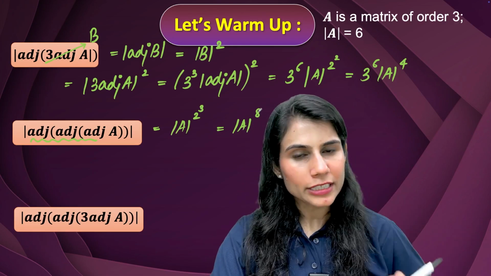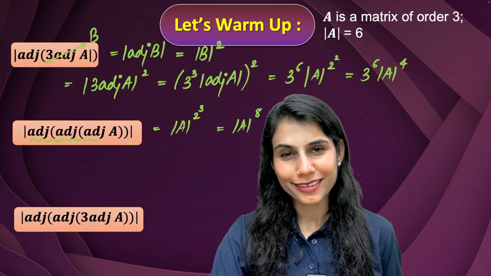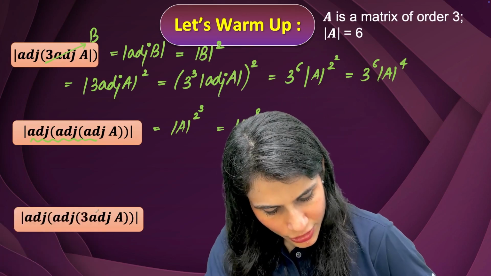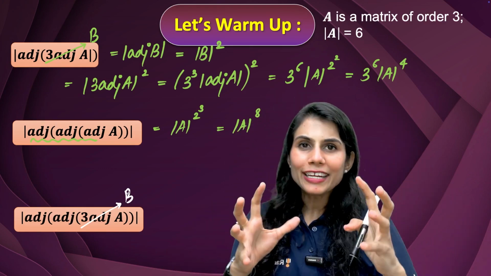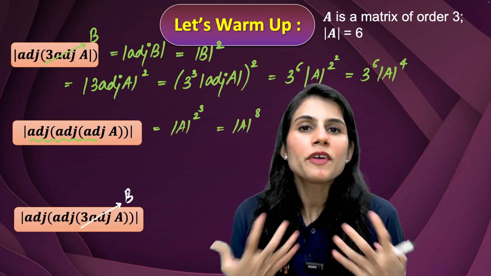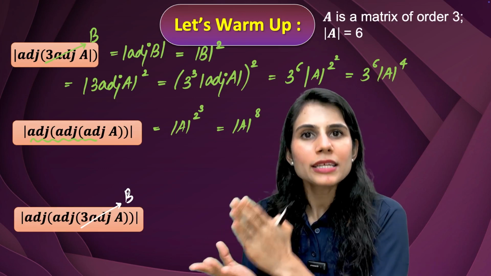Alrighty, up next is this one. This is slightly different than the previous one. Determinant of adjoint of 3 times adjoint of A. What will you do? See, very, very simple, people. Just treat 3 times adjoint of A as B. We have to manipulate the given expression into something which is familiar to us, into something which fits in a standard formula setup.